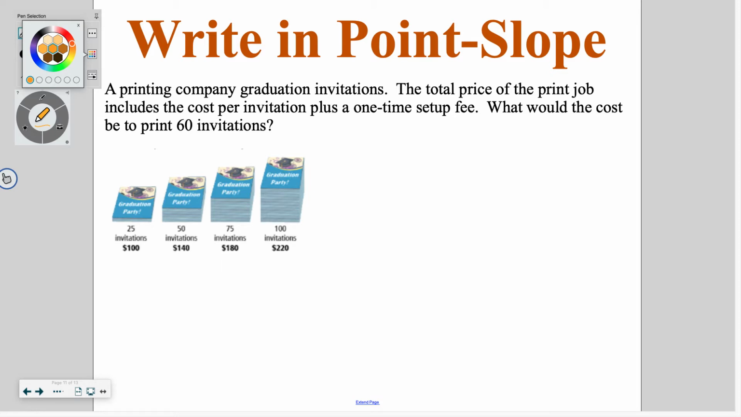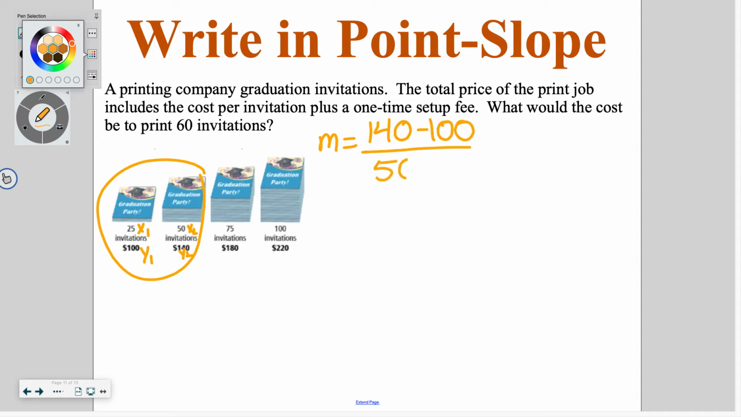So our job here is to use our given information in order to find a slope, which is one of the values we need. We only need to pick out 2. I'm going to pick the 2 smallest ones. So I'm going to say this is my x1 and my y1, my x2 and my y2. So then doing my slope, I'm going to have 140 minus 100 over 50 minus 25. When I do that subtraction, I end up with 40 over 25, which can simplify down to 8/5. So that's going to be my slope.